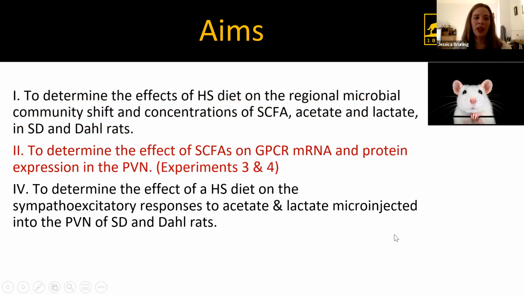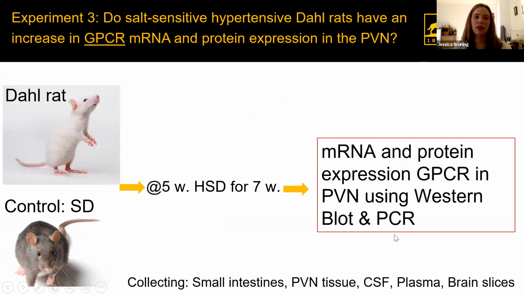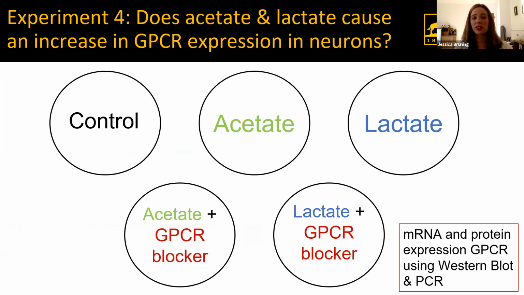Next. Moving on to how the short-chain fatty acids will then influence GPCR protein expression. I'll be using Western blot and PCR. I'll be just taking PVN tissue from animals as well as brain slices. Next. And I can also do this experiment, not just in whole animals, but also in cell cultures.